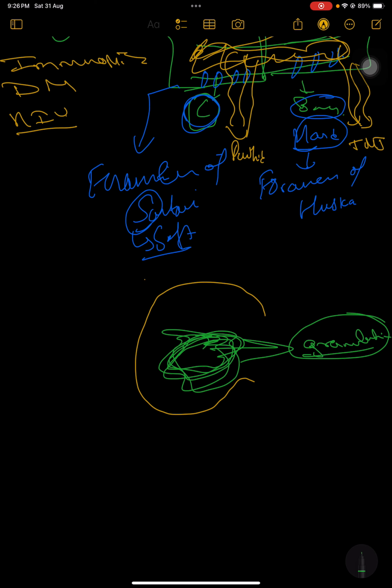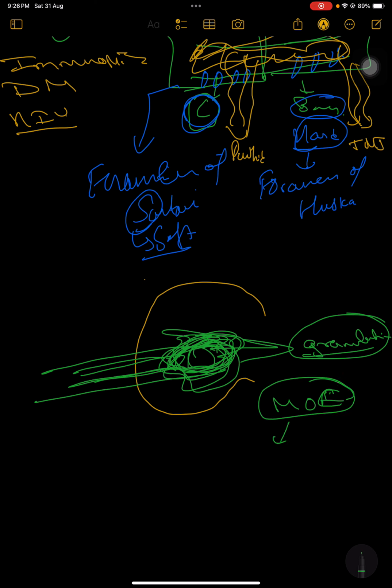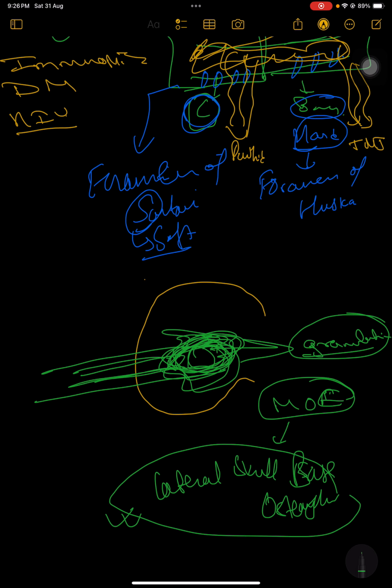Okay, greenish-blackish discharges are there, and a lot of granulation tissue is seen in the opening of the EAC as well as in the ear. So whenever we talk about malignant otitis externa, the major pathology behind this one is lateral skull base osteomyelitis. Lateral skull base osteomyelitis, and this becomes a devastating condition.